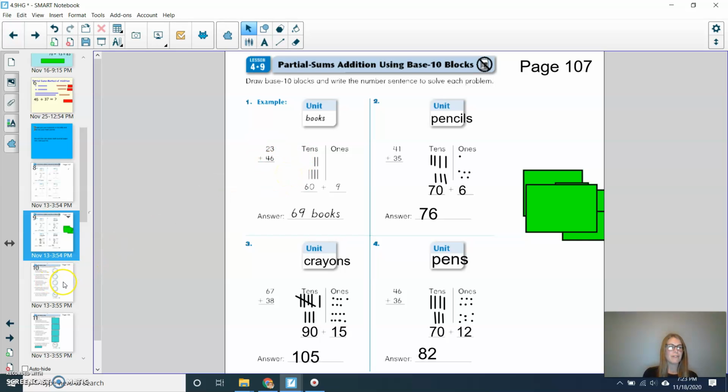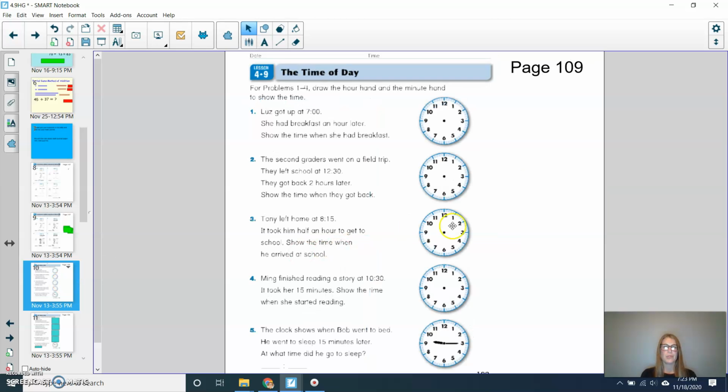lessons. But for the next thing that we'll do today, we'll take a look at the time of the day page, and this is page 109. So for problems 1 through 4, I want you to draw the hour hand and the minute hand to show the time. And then for problem number 5, you're going to record the time. But look at the clues carefully to figure out what time to write. So I'm going to ask that you solve this page and then press play when you're ready to check. Press pause now.